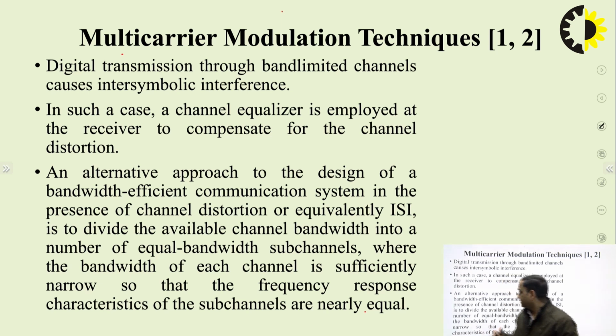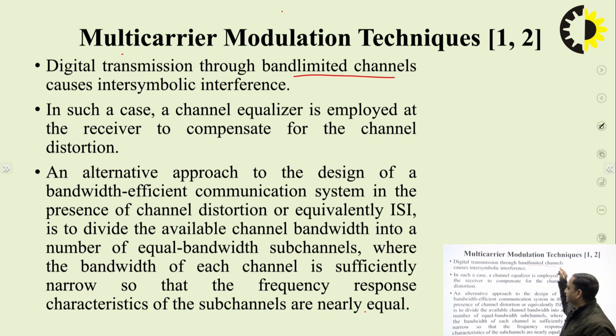The first important thing to know about digital transmission is that it is used to transmit through band limited channels, and these band limited channels are the main cause of ISI, or intersymbol interference. This ISI occurs because of the overlapping of the symbols. This intersymbol interference is caused in band limited channels, which are wide band in nature. So what is the solution for that? The solution is to reduce this wide band into narrow band signals.